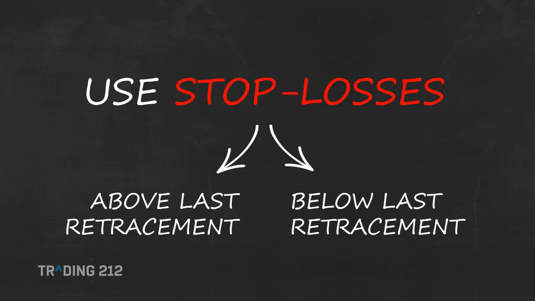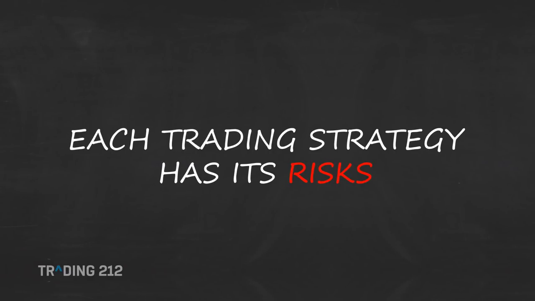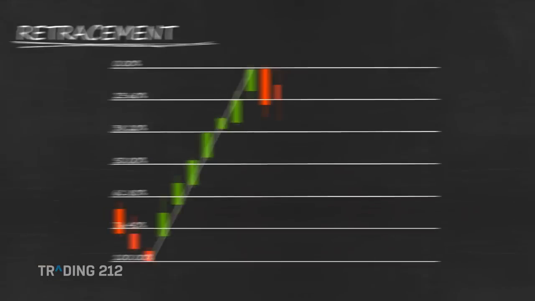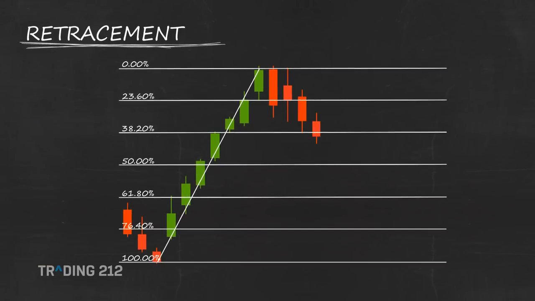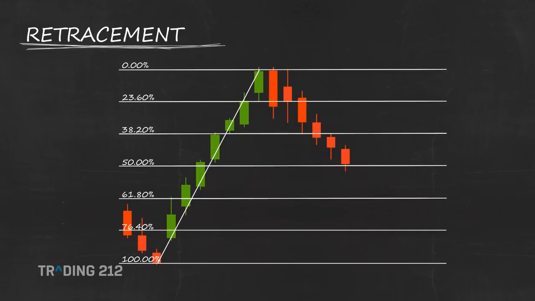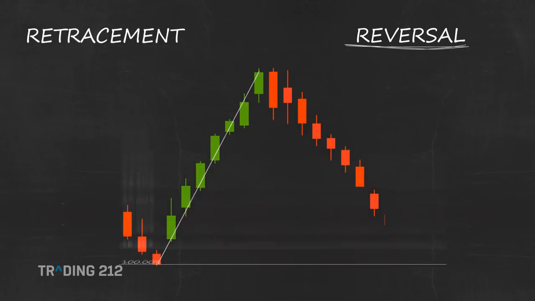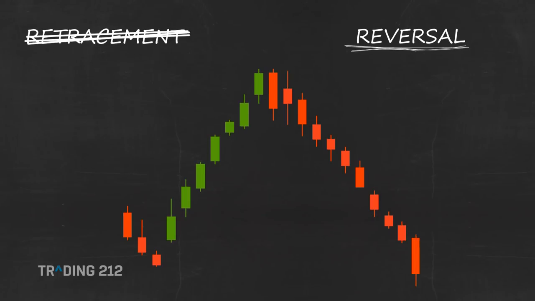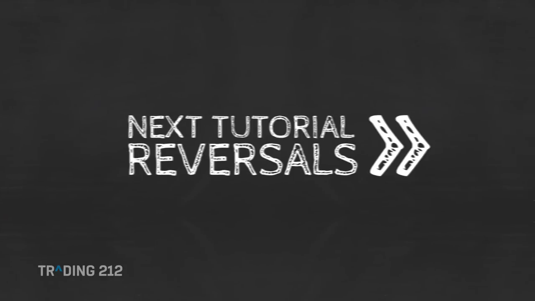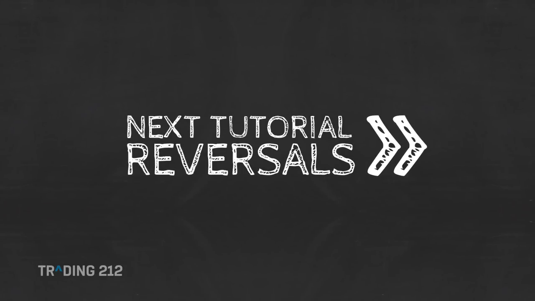What to watch out for? Each strategy has its risks. When trading retracements, make sure that it is a temporary reversal and not a new move in the opposite direction. This would essentially be a reversal, not a retracement, and would incur a loss for the trader who's placing orders with the original move. We will discuss reversals in our next tutorial on trading strategies.